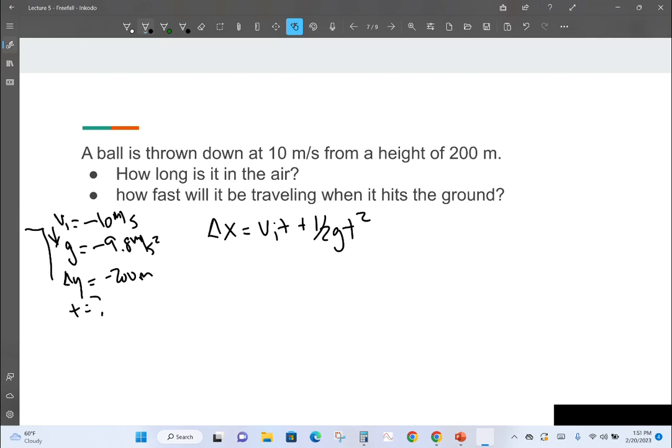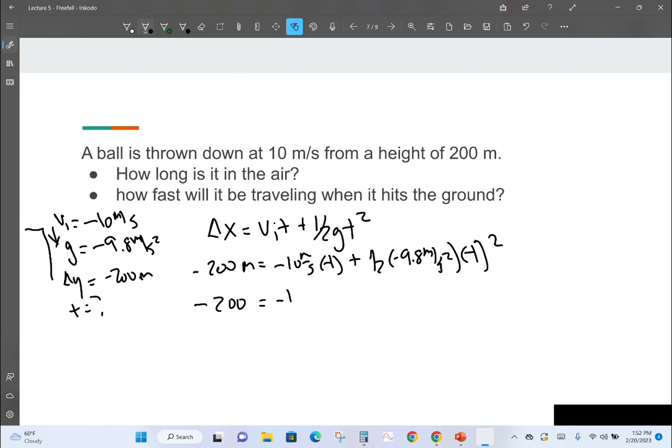So let's go ahead and start putting some numbers in here. And I'm not even solving for t yet, because you're going to find this can be harder to solve for it. I'm going to have negative 200 meters equals negative 10 meters per second times time plus 1/2 of negative 9.8 meters per second squared times time squared. Well, this is complicated. I'm going to drop the units right now just so that we can look at this a little more cleanly. Negative 200 equals negative 10t plus 1/2 of negative 9.8, which is negative 4.9 t squared.